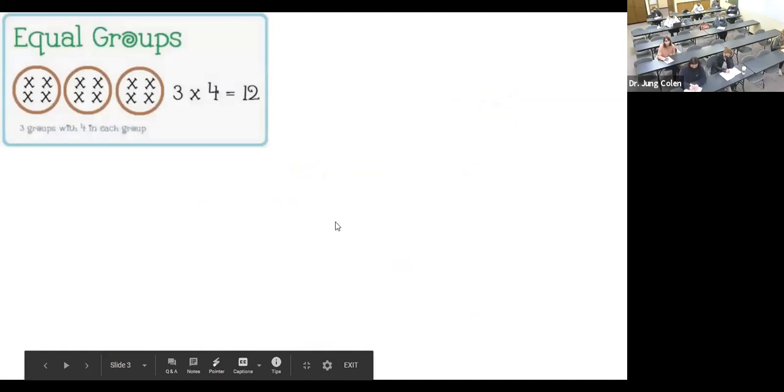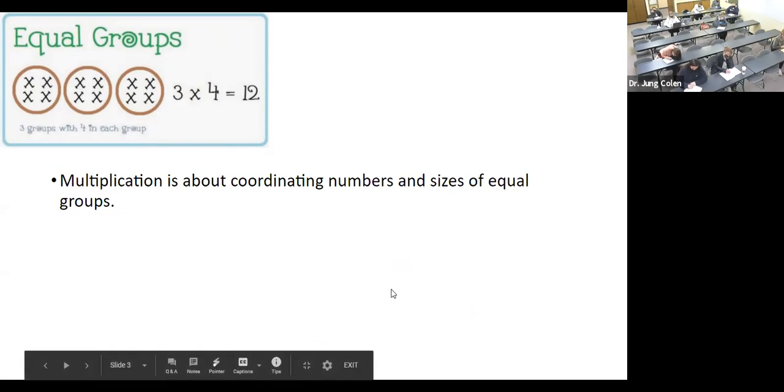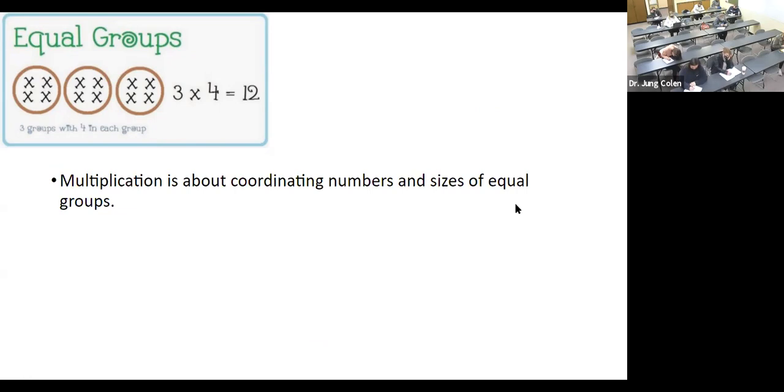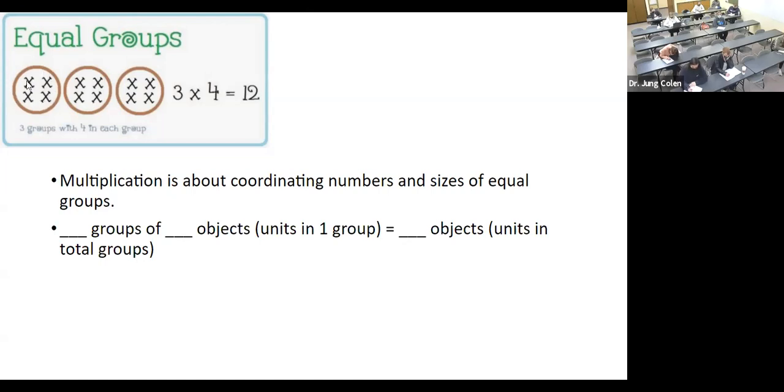Okay, and we can also do the equal groups, right? This is another common thing for the younger students. Multiplication is about coordinating numbers and sizes of equal groups. Equal groups is the key. Just like repeated addition, where we add the same number again and again, similarly, we are making equal groups. So in each group, we have exactly the same number. You see how many groups of how many objects in each, and the product has to be the total number of objects.